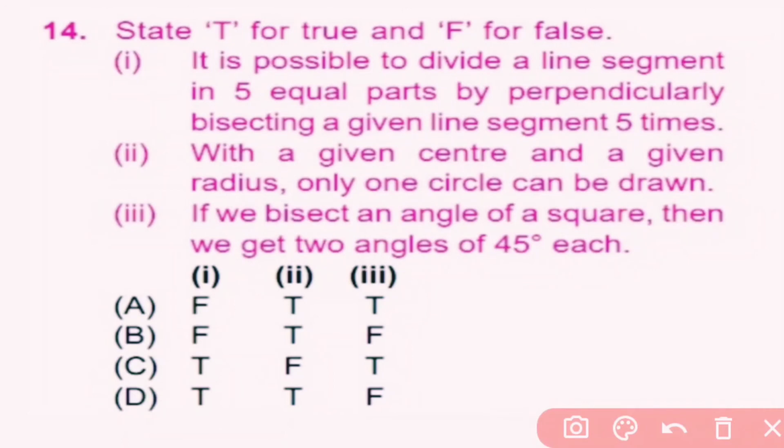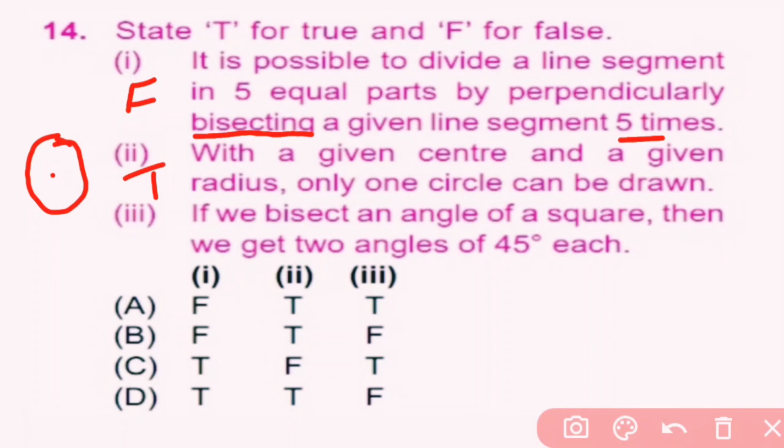Question number 14, state T for true and F for false. Option 1, it is possible to divide a line segment in 5 equal parts by perpendicularly bisecting the given line segment 5 times. If we do 5 bisecting, then there will be 10 equal parts. This is false statement. Option 2, with a given center and a given radius, only one circle can be drawn. With one center we can draw only one circle. So this is true statement.